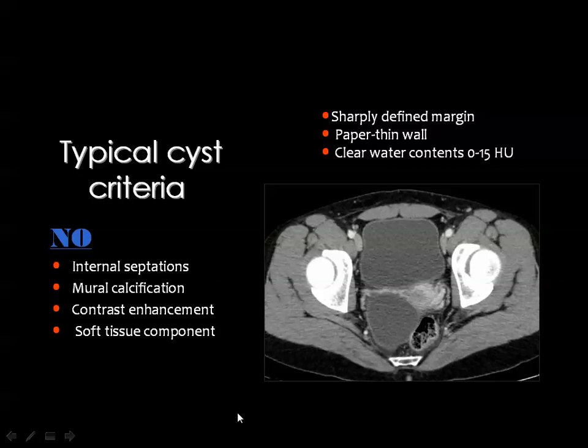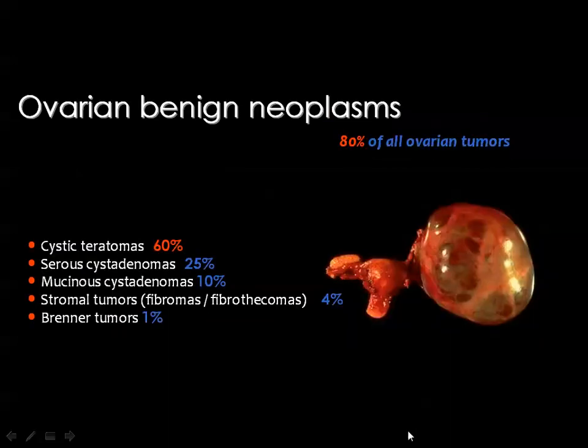If you have a cyst anywhere in the body, in the kidney, in the liver, in the spleen, in the ovary, and this simple cyst, it should have these typical criteria. Then we came to the benign tumors, and we mentioned the teratoma, the serous and mucinous cyst adenoma.